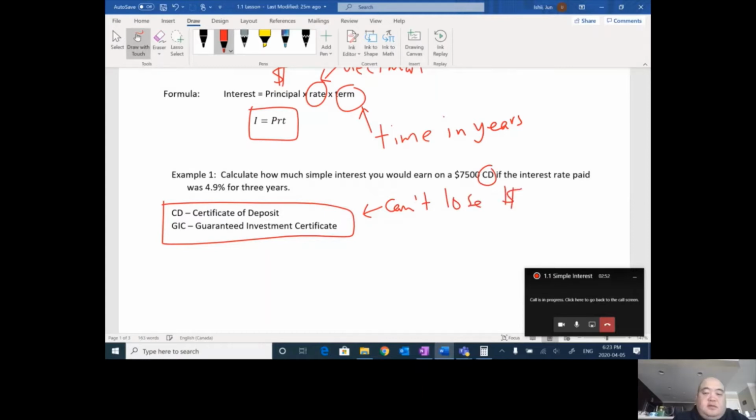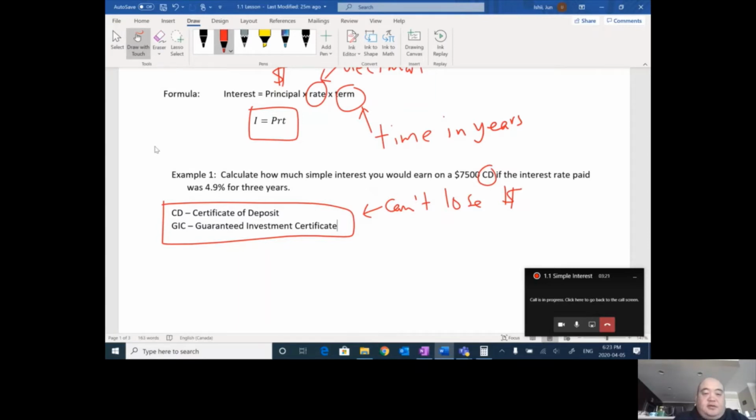Basically what you do is you put your money in, you wait, and you get more money back. As opposed to mutual funds and stocks, where you could possibly lose money, with these ones you can't lose money. You're guaranteed the rate of return. So let's work out this first example.